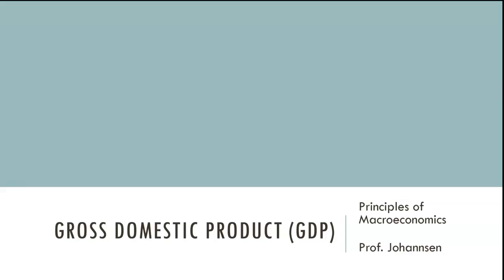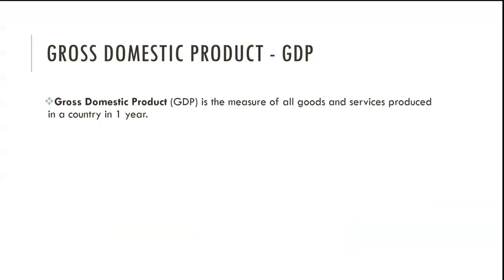Hello, in this video we'll be talking about gross domestic product, or GDP. So gross domestic product is the measure of all goods and services produced in a country in 1 year. So domestic means in a particular country, gross is total, and product refers to everything that's been produced.